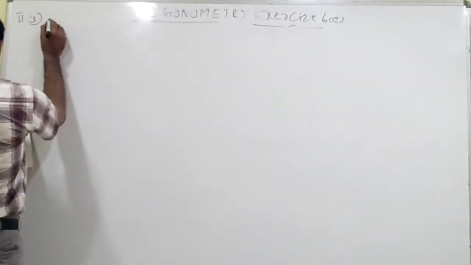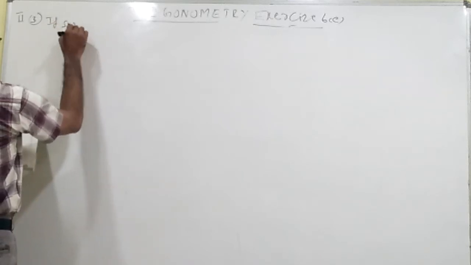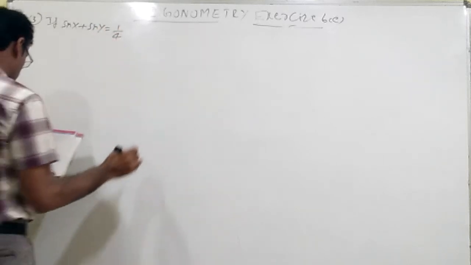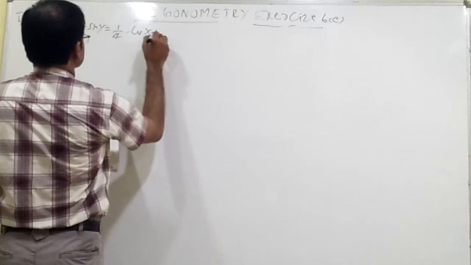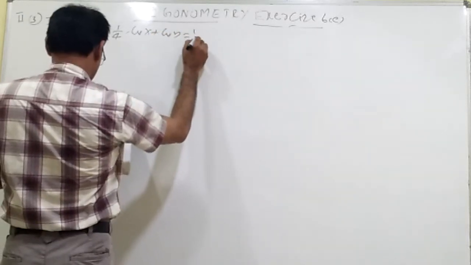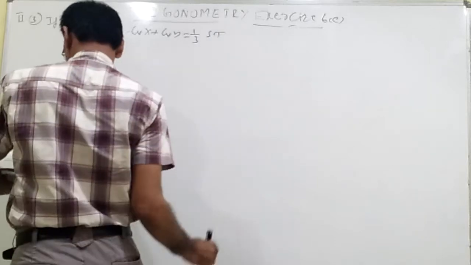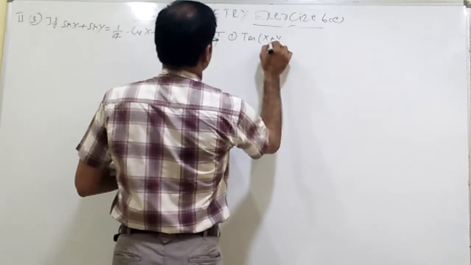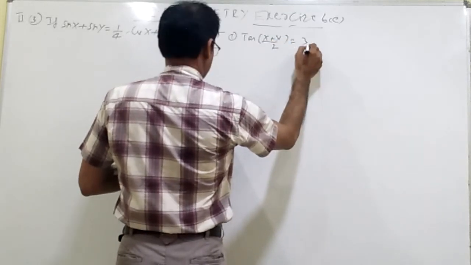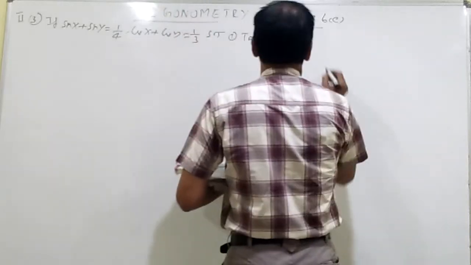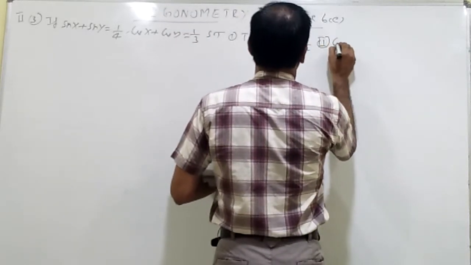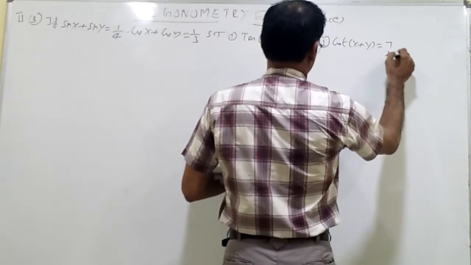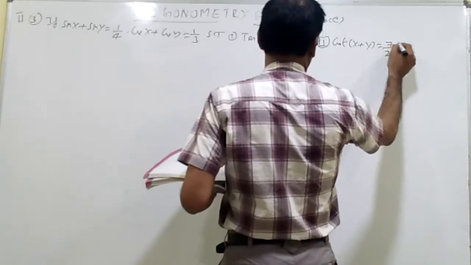sin x plus sin y is equal to 1 by 4. Such a model question we discussed yesterday. sin x plus sin y is equal to 1 by 4, cos x plus cos y is equal to 1 by 3. Then show that, two bits are there. First one, tan of (x plus y) by 2 equal to 3 by 4, and cot of (x plus y) is equal to 7 by 24.